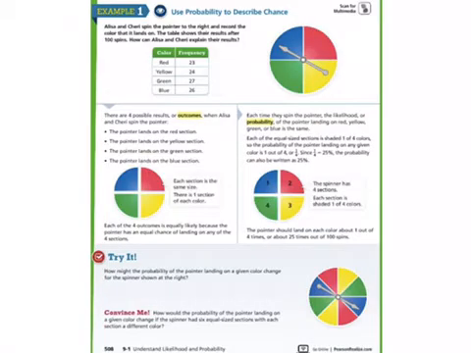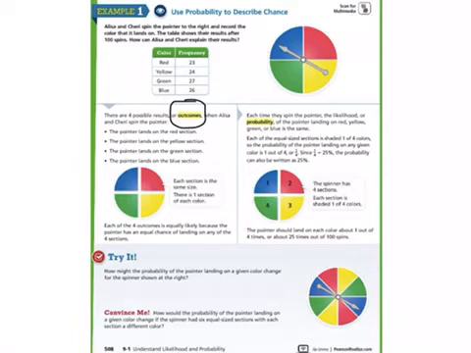Now take a look at example 1. In this example, we're going to use probability to describe chance. Elisa and Sherry spin the pointer to the right and record the color that it lands on. The table shows their results after 100 spins. How can Elisa and Sherry explain their results? The results are also called outcomes.